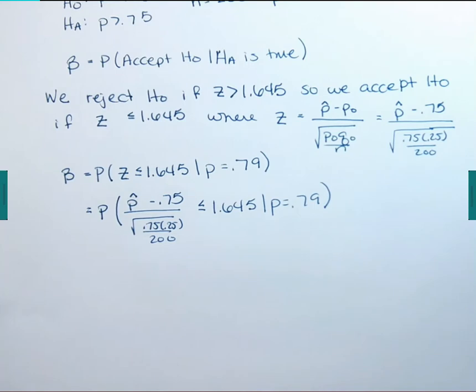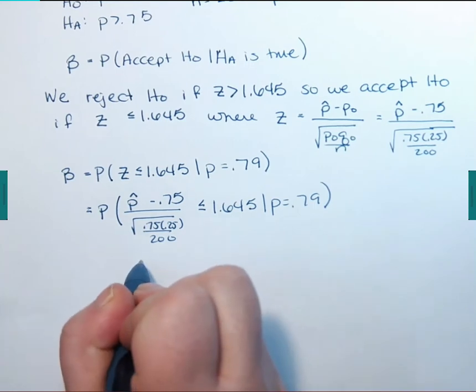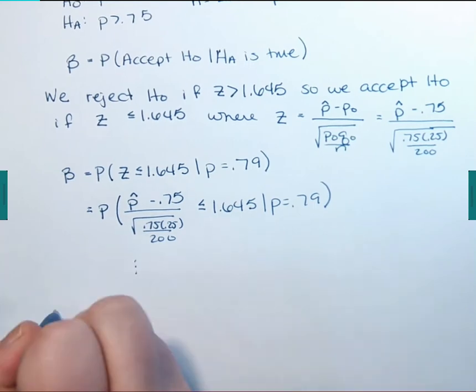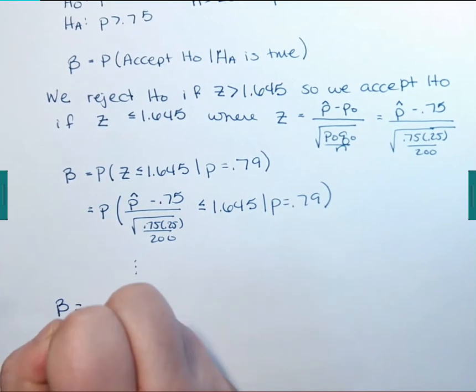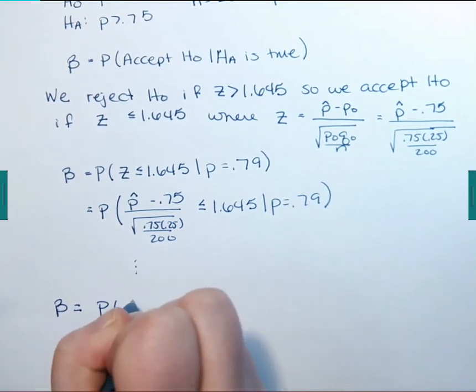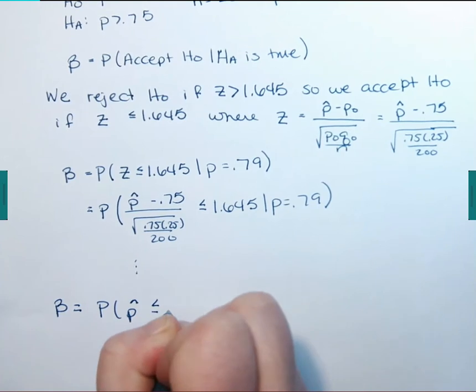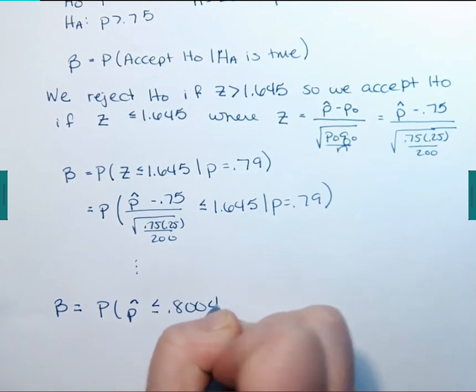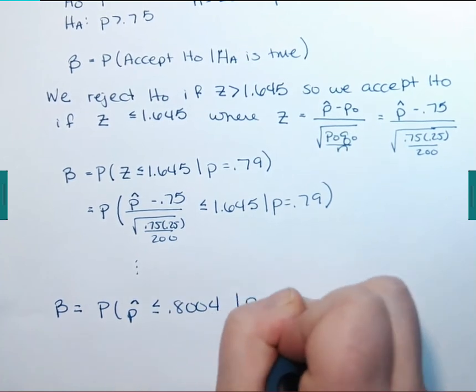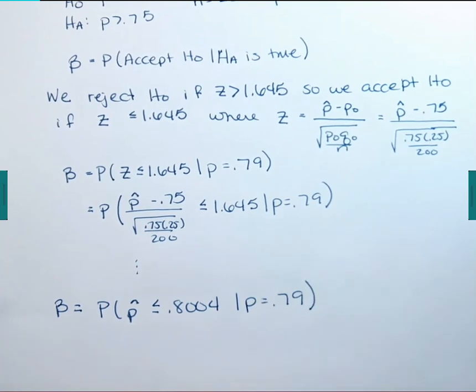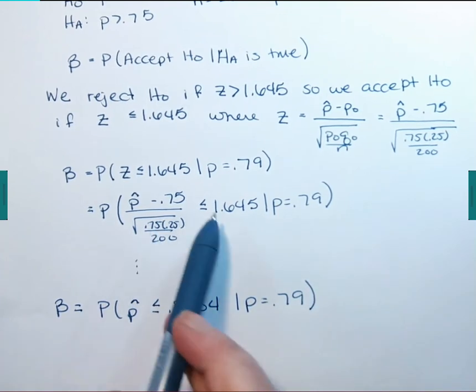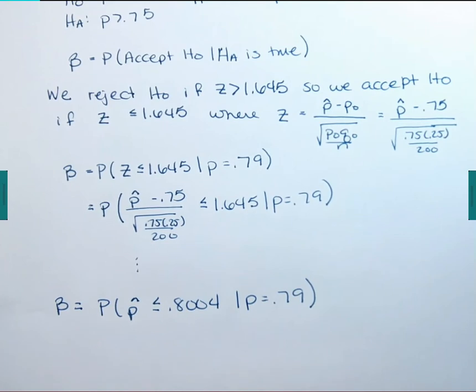So I'm going to skip a couple steps here, but I'd like you to try this on and confirm it. You should find that beta is equal to the probability that p hat is less than or equal to 0.8004, given that p is equal to 0.79. And again, this is getting p hat by itself on the left-hand side of the inequality.